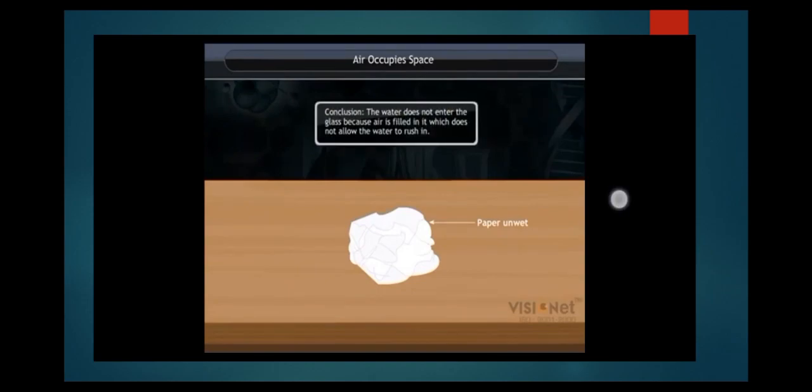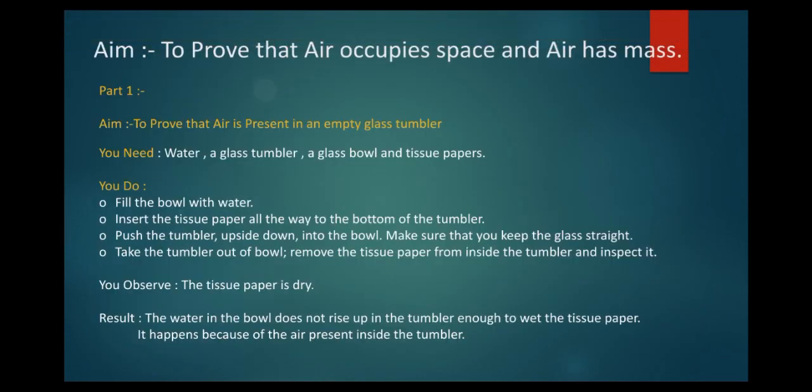That paper is unwet. This has happened because air is present inside the glass. Okay, that's why the tissue paper is dry. The water in the bowl does not rise up in the tumbler enough to wet the tissue paper. It happened because of the air present inside the tumbler. So that proves that air occupies space.